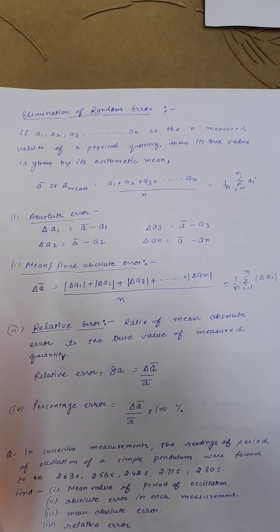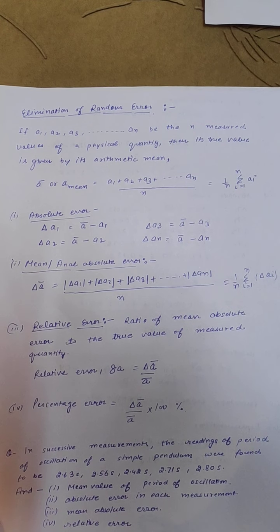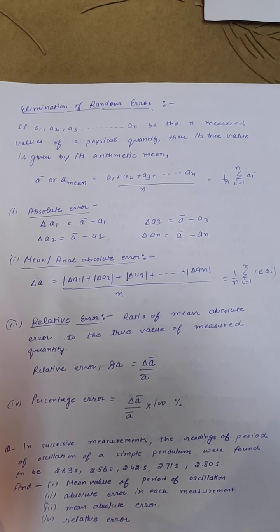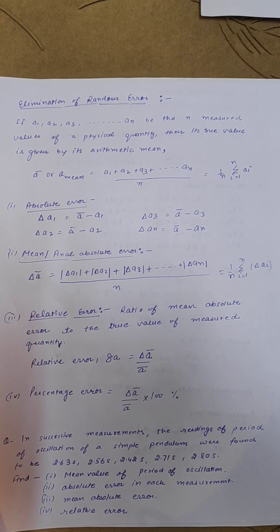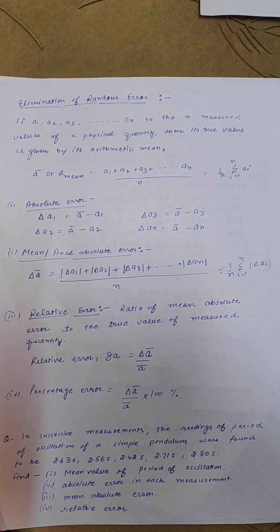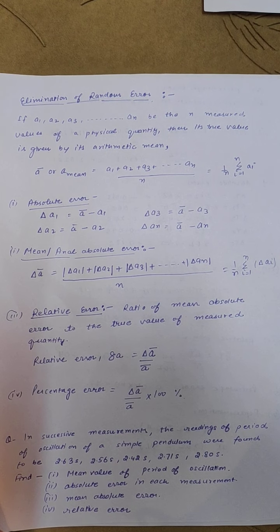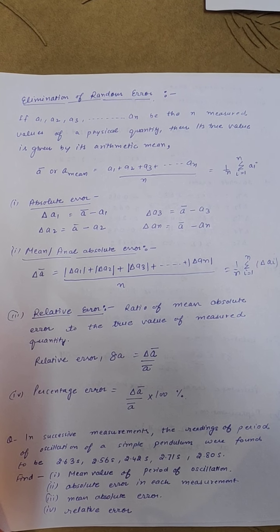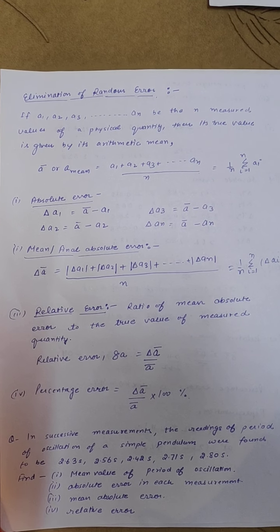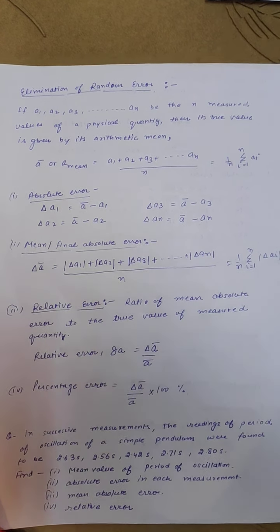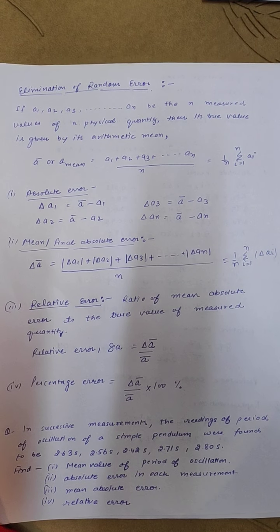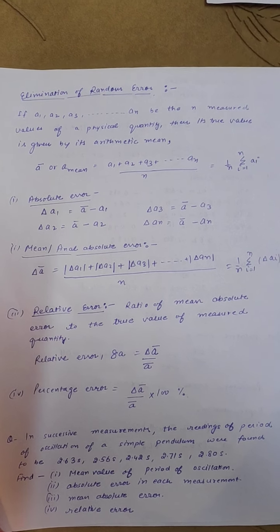Now we will study how to eliminate random errors. If we take A1, A2, A3 and so on up to AN to be the n measured values of a physical quantity, then its true value is given by its arithmetic mean. Means we will take the arithmetic mean of that number of observations. How will we take the mean?